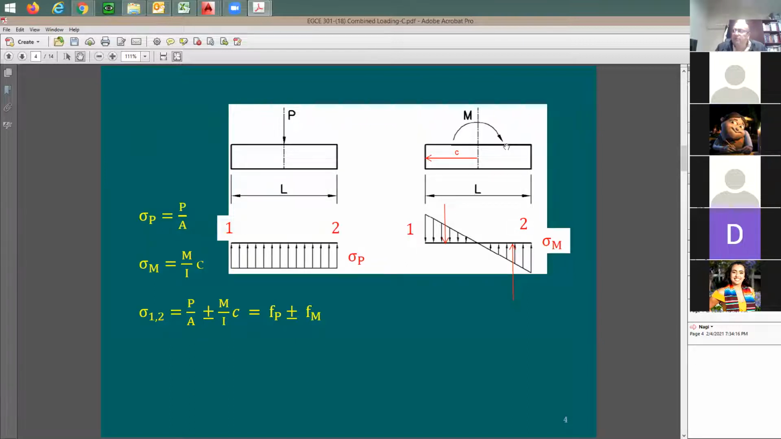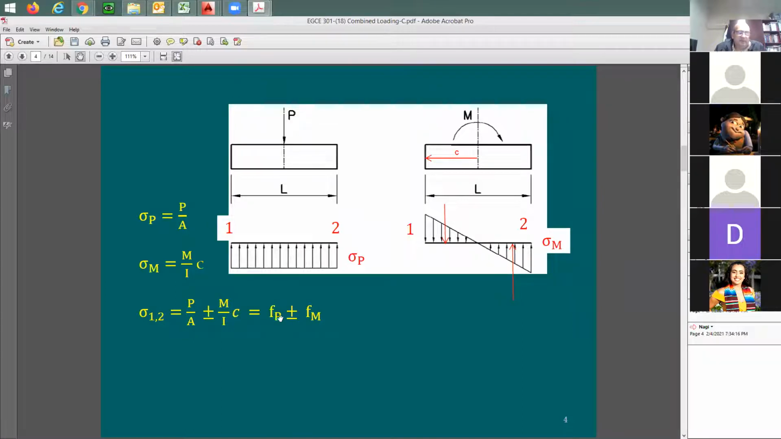Now, I'd like to combine the two stresses. I have a stress due to axial load and the stress due to moment. Let me go to the first point and see how much is the stress due to axial load. Stress due to axial load is going to be called sigma P, which is P over A. Stress due to moment is going to be M divided by I times C. And this is why it says sigma 1, 2 for these 2 points. It's going to be P over A compression plus or minus M over I times C.